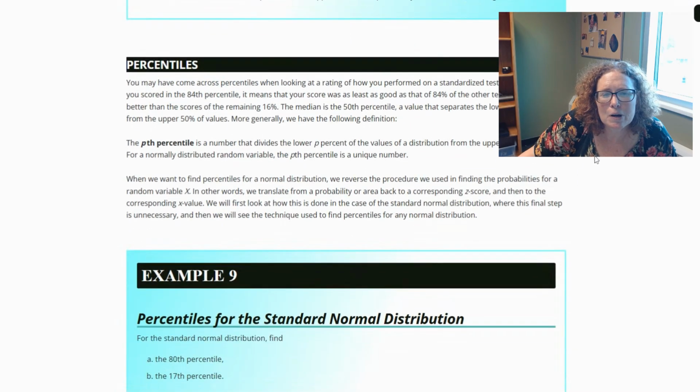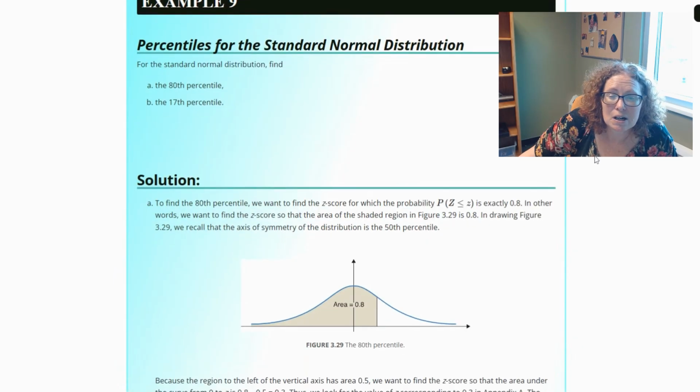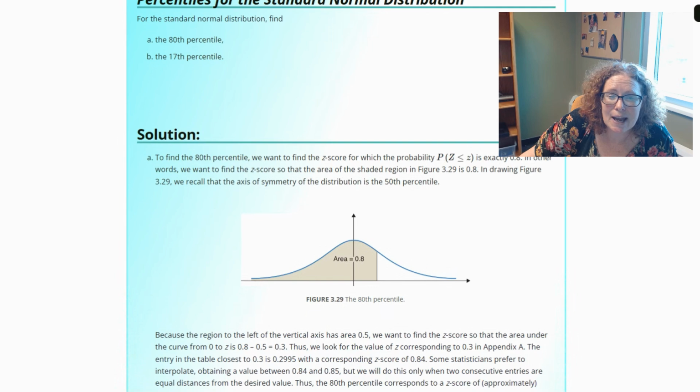So a little on percentiles. We are going to look at the P or X percentile. We might want to look for the percentiles for the standard normal distribution. So we look at the 80th percentile and the 17th in this case. When we look at the 80th percentile, we're looking at this graph right here, and that's the area for 0.8.